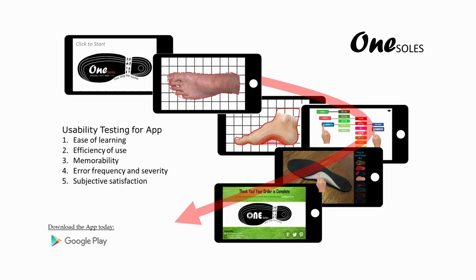We did a usability test for the app where some users were recruited and asked to go over the different steps of the app and see if they could complete an order. That was the criteria. While doing that, we were assessing the ease of learning, efficiency of use, memorability, error frequency and severity, and subjective satisfaction. These are all the assessment criteria. We were taking notes of all those details, and we wanted to fill all 5 of them out.